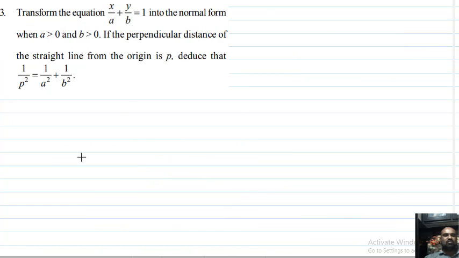Okay. Interesting model this one, IMP model. Transform the equation x by a plus y by b equal to 1 into the normal form when a greater than 0 and b greater than 0. If the perpendicular distance of the straight line from the origin is p, deduce that 1 by p square equal to 1 by a square plus 1 by b square. So, what is he asking? First of all, you want to convert this into normal form. After that, you want to prove that 1 by p square equal to 1 by a square plus 1 by b square. Okay, students, listen.